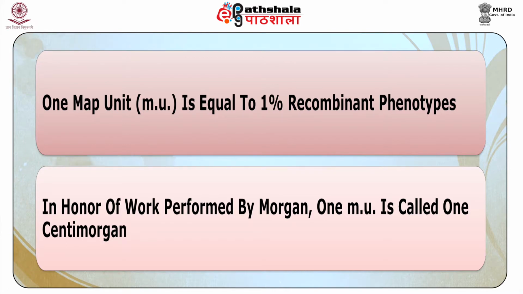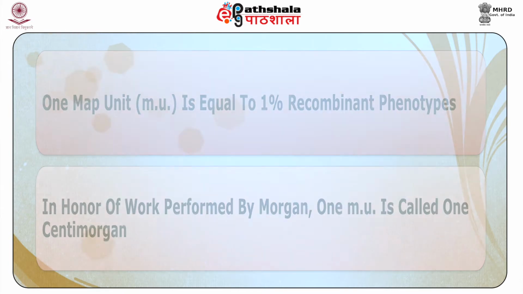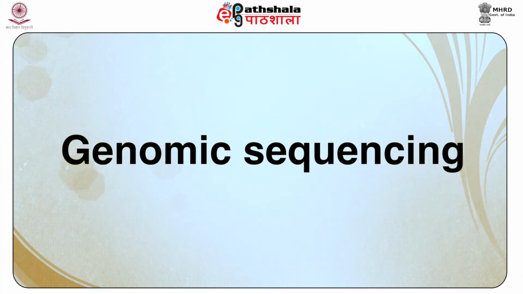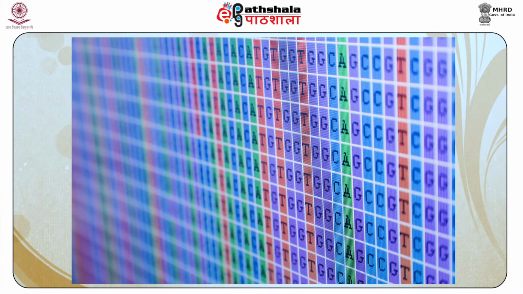In honor of the work performed by Morgan, 1 mu is also called 1 centimorgan. Now let us learn about genomic sequencing. Whole genomic sequencing, also known as full genomic sequencing, complete genome sequencing, or entire genome sequencing, is a laboratory process that determines the complete DNA sequence of an organism's genome at a single time.